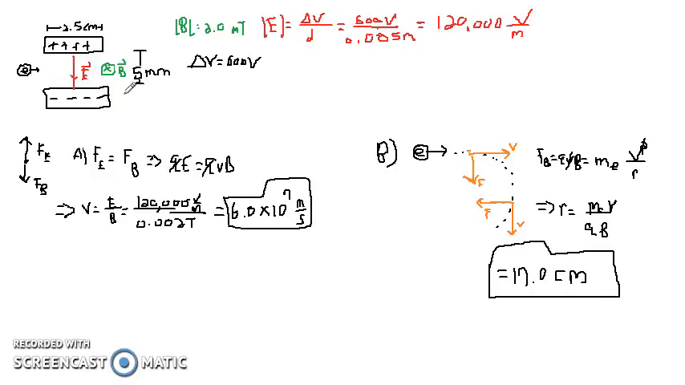Okay, so now for B, what if the potential difference between these plates is now 0? What is the electron's radius of curvature in the magnetic field? So now I have my magnetic force is still acting in the downward direction, so my electron will move in this fashion.